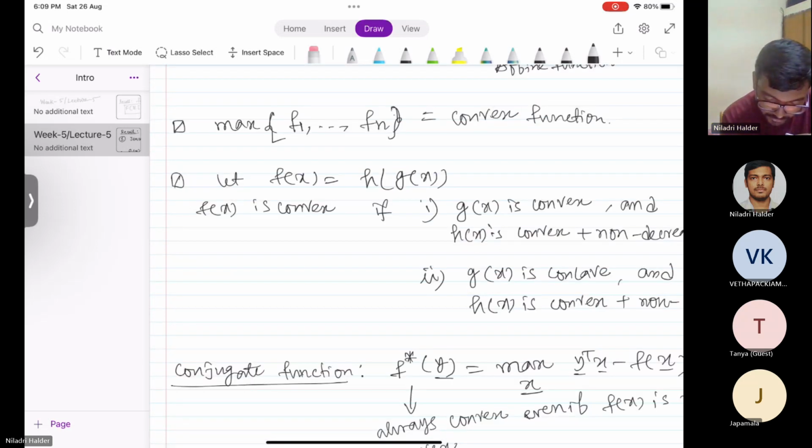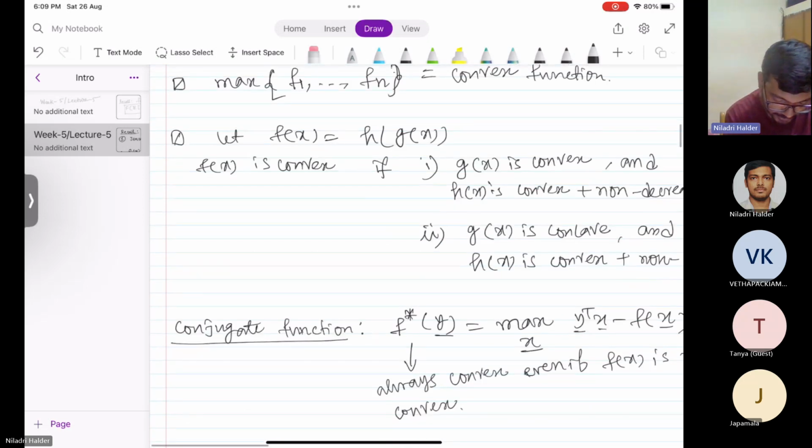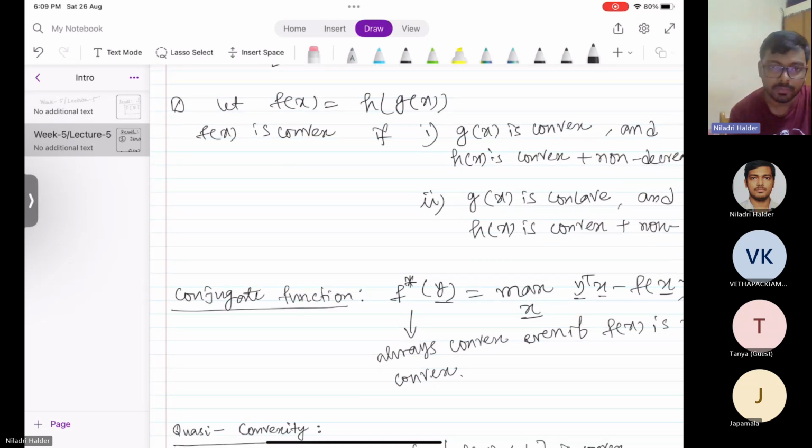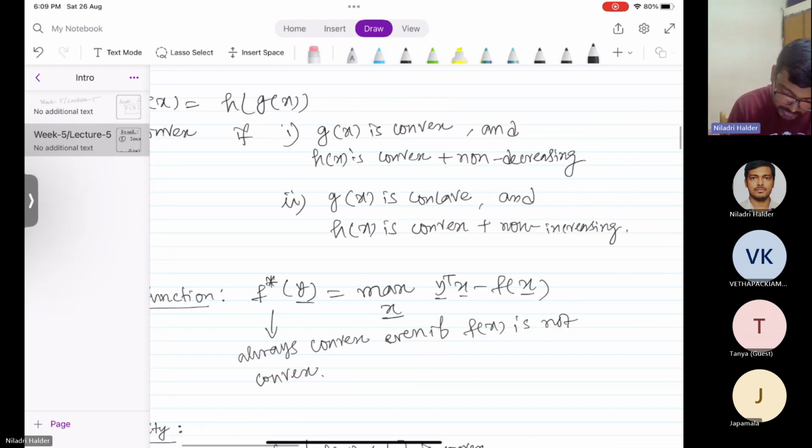Then let f(x) equal h of g of x. Then f(x) is convex if these two conditions are satisfied. One is g(x) is convex and h is convex plus non-decreasing, and the other is g(x) is concave and h is convex plus non-increasing.